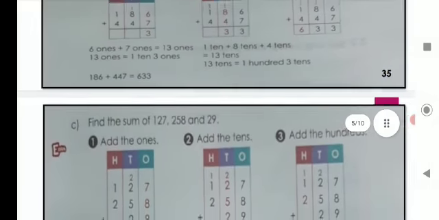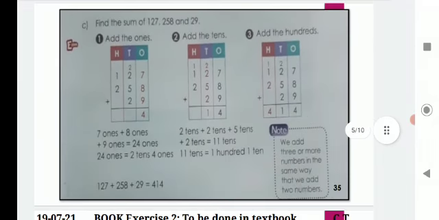Now similarly we can add 3 numbers also. For example 127, 258 and 29. We have to add these 3 numbers. So what we will do, at ones place we start the calculation. At ones place I can see I have 9, 8 and 7. So first we add 9 and 8. Why? Because 9 is the big one, 8 is smaller than 9, and 7 is the smallest.